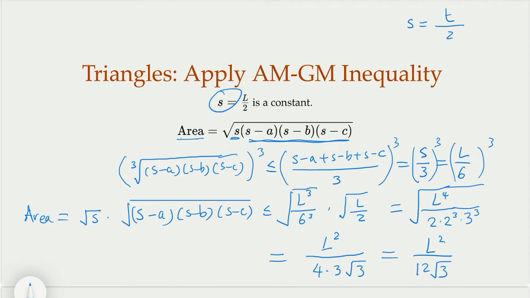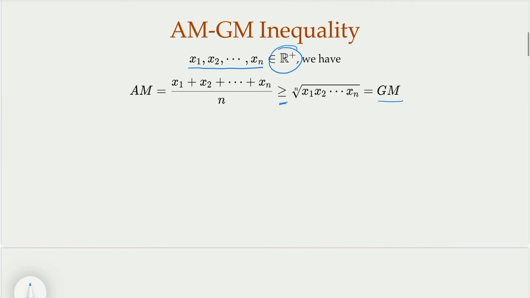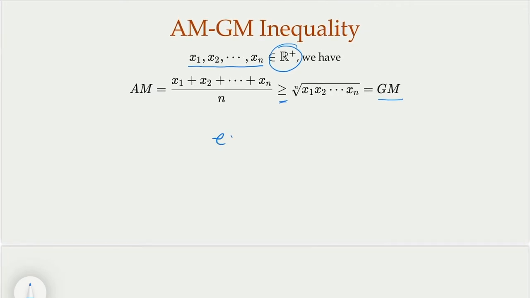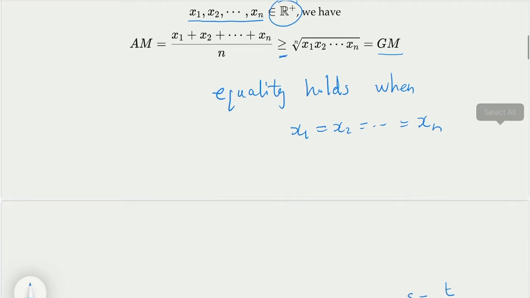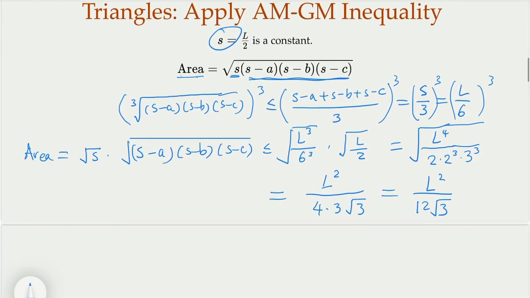When the equality holds, AM-GM says that happens when x1 equals x2 equals xn. So in our case, it means this is achieved when S minus A equals S minus B equals S minus C. In other words, it is a regular triangle.